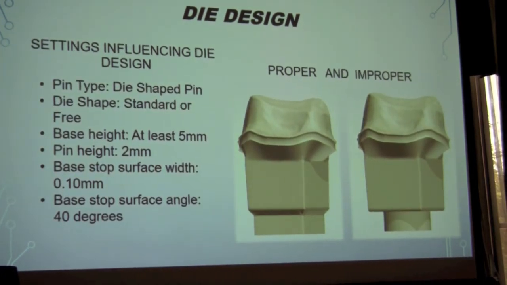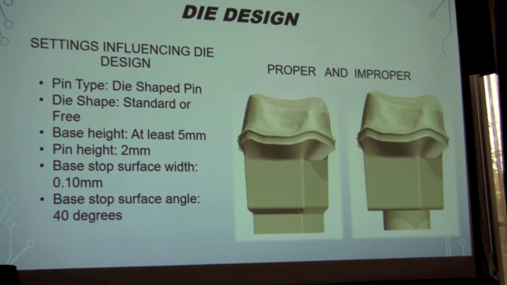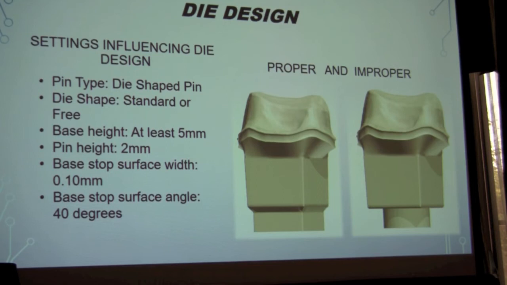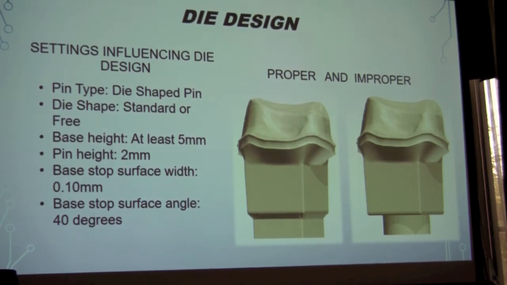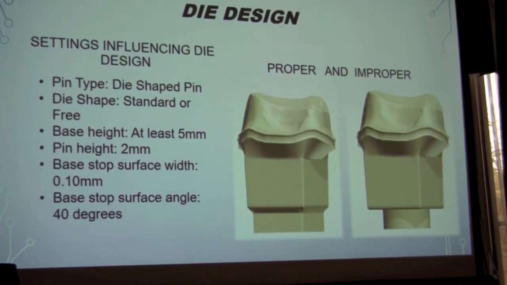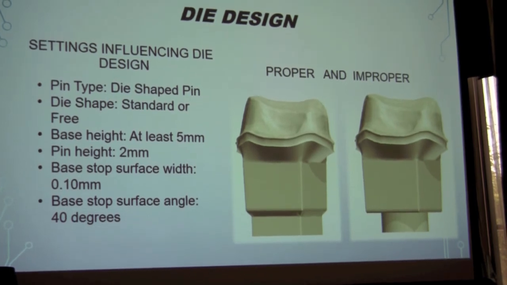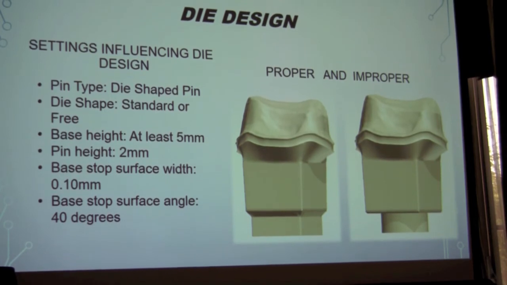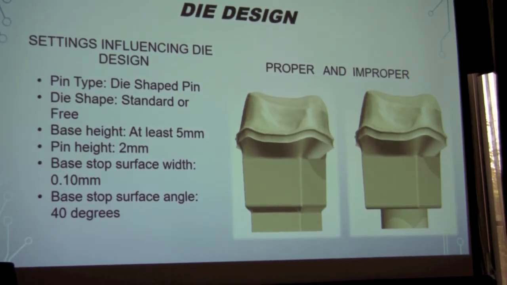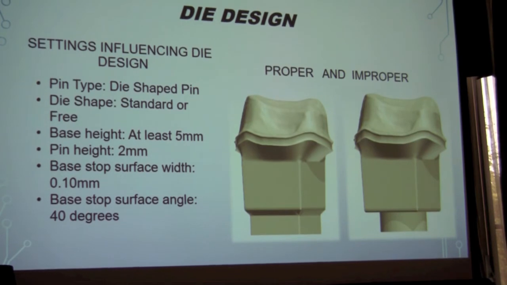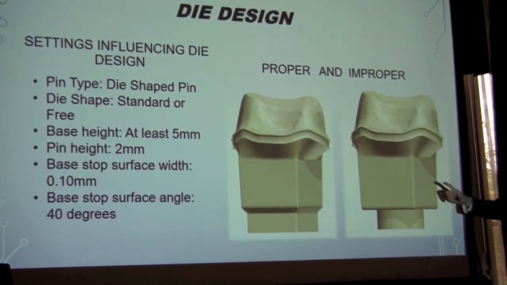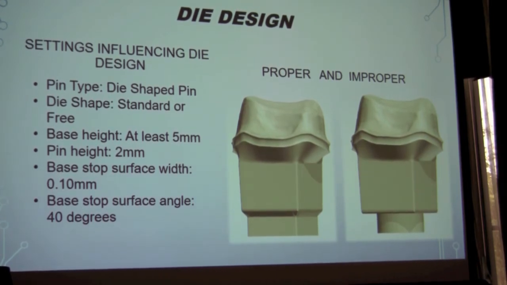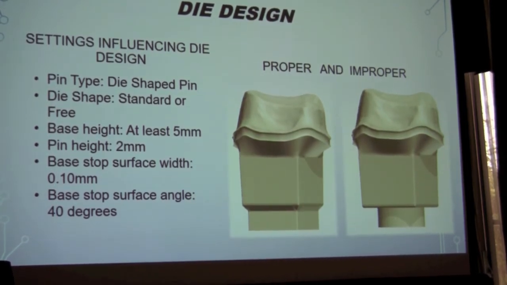So die design settings influence die design. For the pin type, I would highly recommend changing it to a die shape pin. The reason is that you're going to get a broader surface area to attach the objects to the build head. From there, standard or free shape is fine. The base height of the die needs to be at least 5 millimeters. The taller you go, you can actually decrease the ability of the die to have any sort of lateral movement inside the socket.